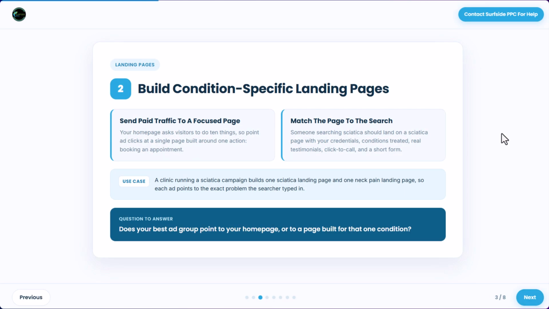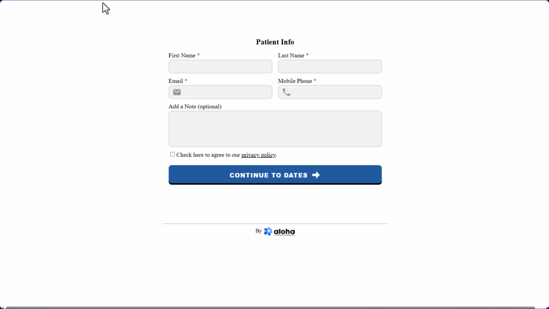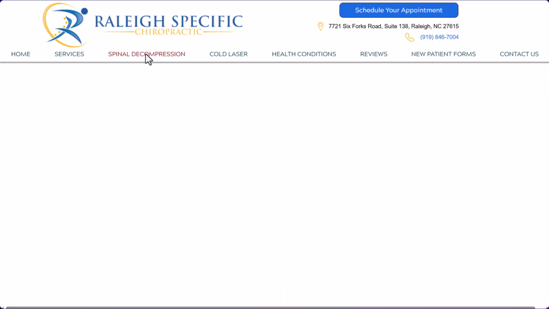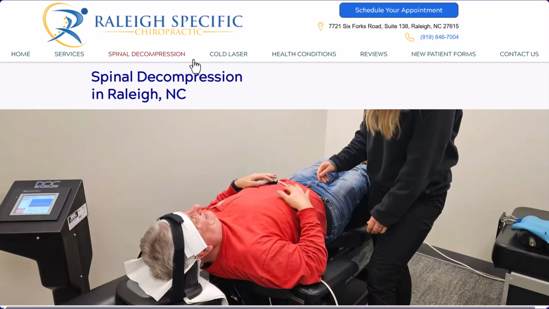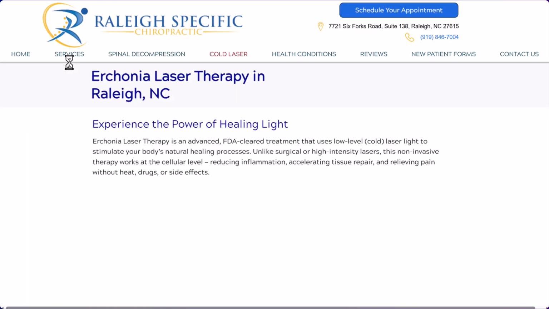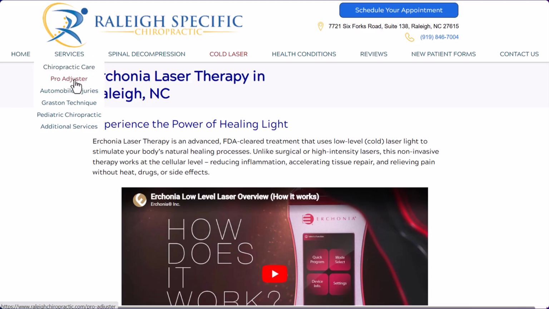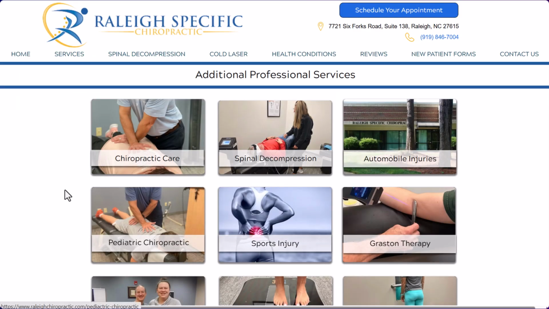Next is going to be build condition-specific landing pages. So if we come over to our Raleigh Chiropractic, you can see spinal decompression. This is perfect. Cold laser. These are the types of pages for when you have different services that people are looking for. This is perfect.